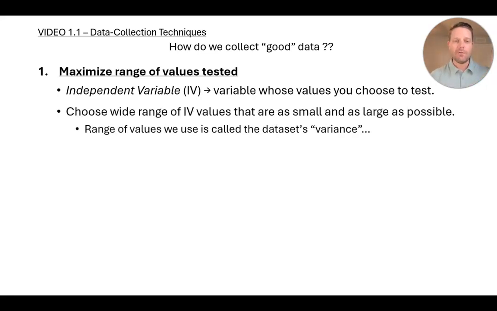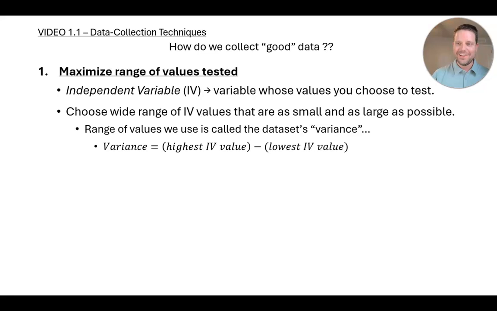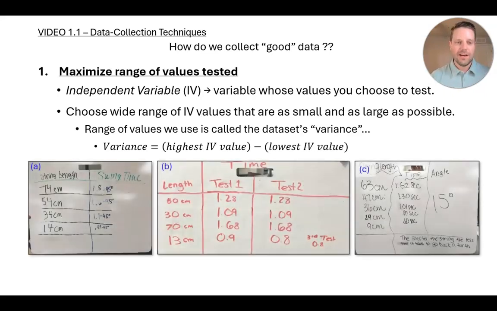So we're going to choose a wide range of points. Don't choose points that are all really close to each other. Extend it out as much as you can over a large range. We're going to refer to the range of the values we test as a data set's variance. An easy way to figure that out is to ask what's the difference between the highest value you chose and the lowest value you chose? That's a way we can quantify this maximized range of values tested.